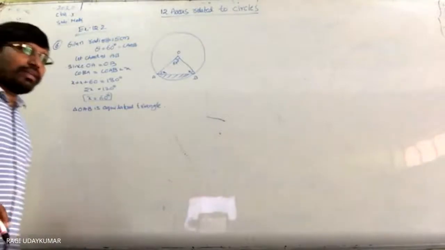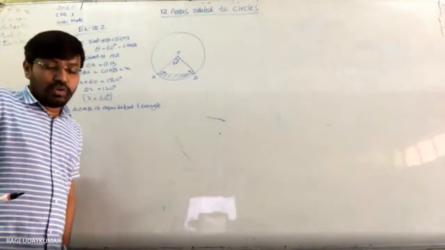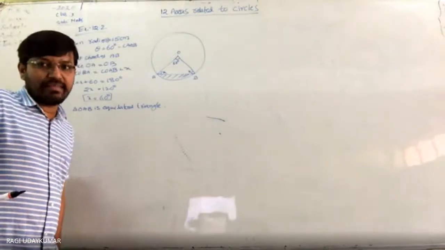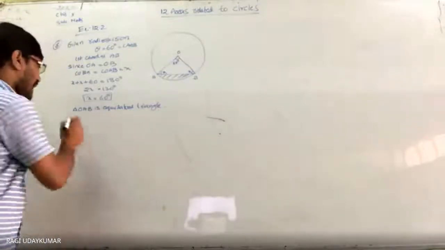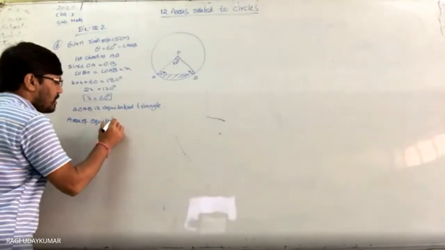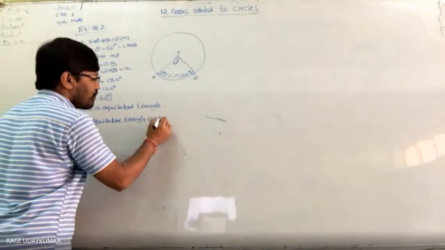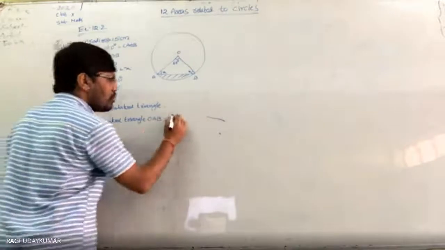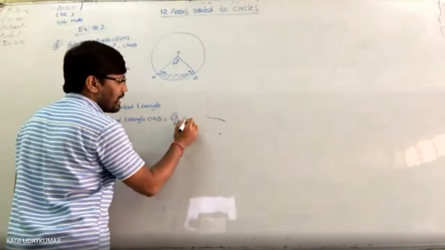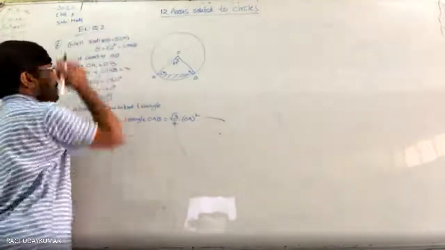So the area of the equilateral triangle, in the triangles chapter we have learned. Can anyone remember? If you know the side of the triangle, it is root 3 by 4 times side a squared. Yes, very good. Therefore, the area of equilateral triangle OAB, first find out: root 3 by 4 a squared. Here a is OA, so OA squared. OA is the radius here, 15 centimeters.